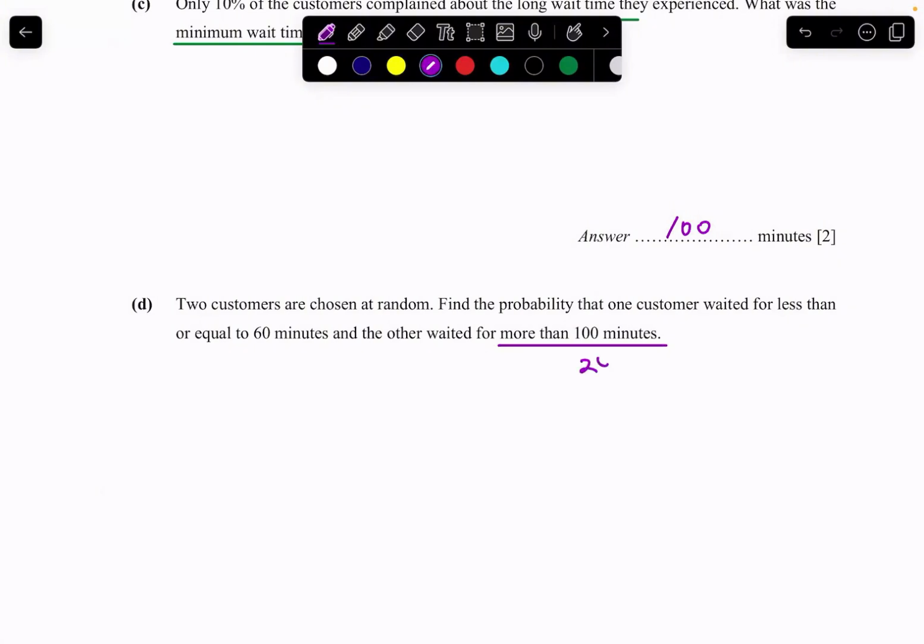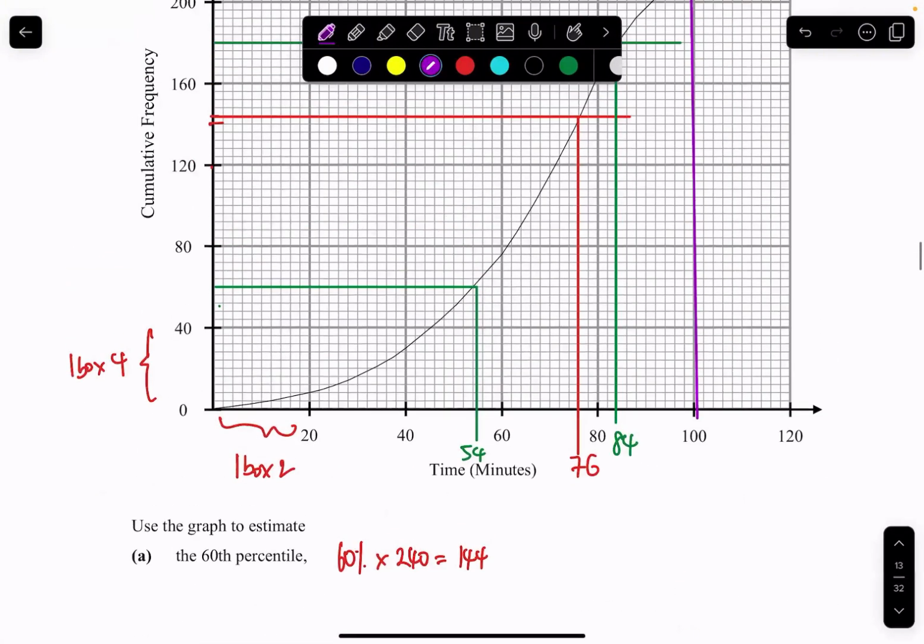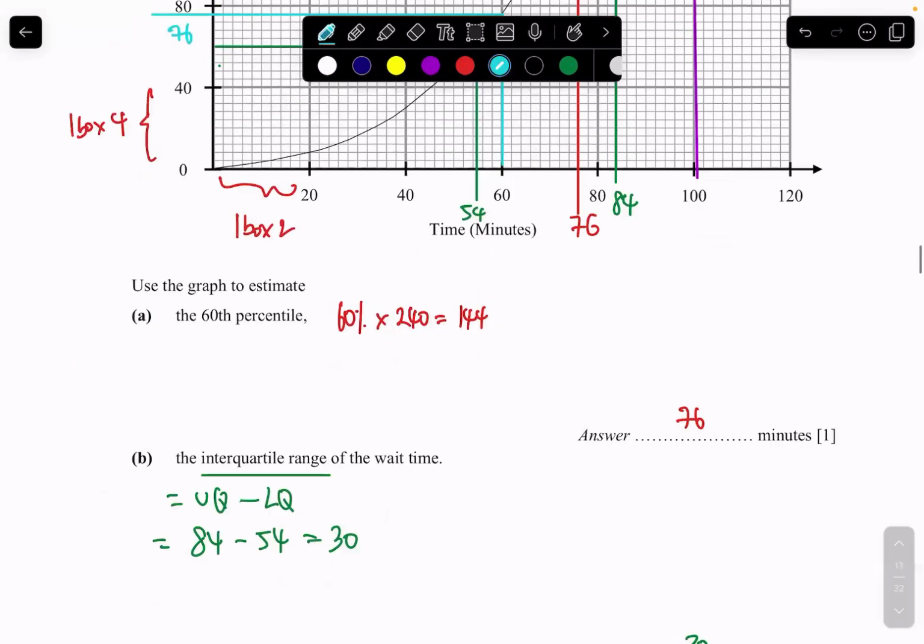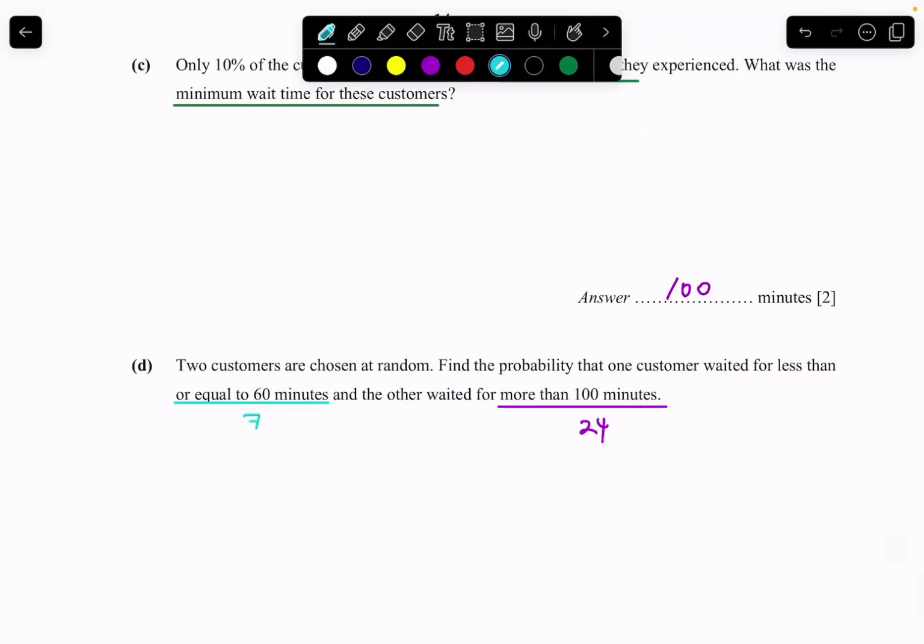120 minutes and more is 24. Less than or equal to 60, let's find that. So less than or equal to 60, let's use this, right? 60 minutes and less, that is 76. So over here, less than or equal to 60 is 76.